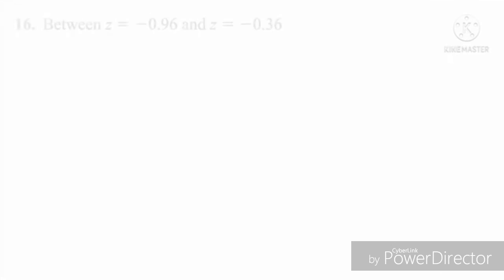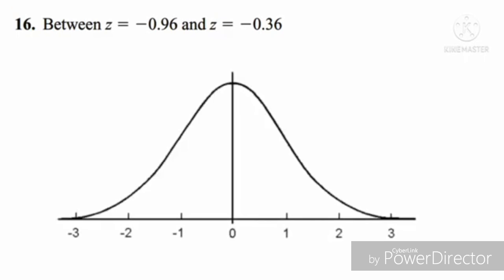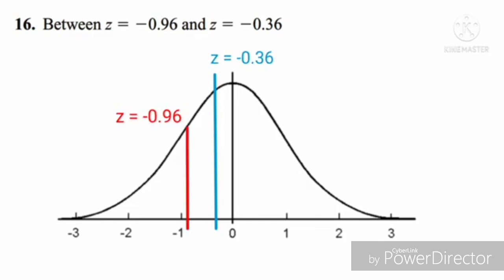For item number 16, we need to find the area under the standard normal distribution curve between z equal to negative 0.96 and z equal to negative 0.36. Now let's have this illustration. Let this line be z equal to negative 0.36 and this line be z equal to negative 0.96. What we're going to do is find the area between those two lines.